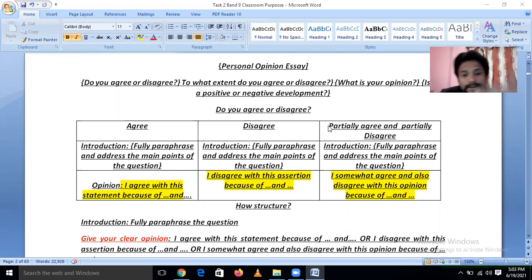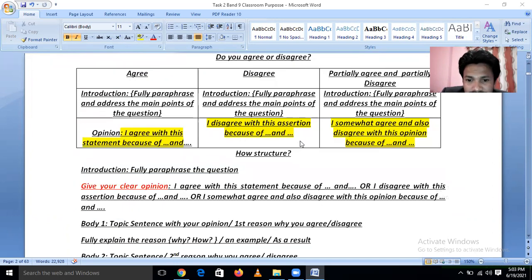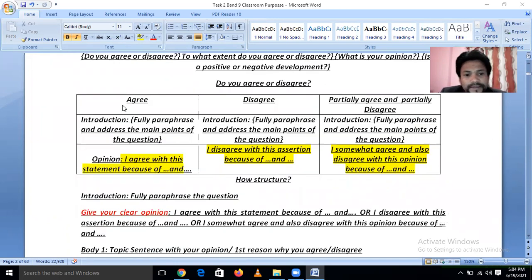Number one, do you agree or disagree? In this essay, you need a clear position. Either you agree or disagree, or partially agree or partially disagree. So this essay can be written in three ways, or from three different styles. Now, let's talk about this one. Agree. If you agree with this statement, then you need to make 2 points; disagree, 2 points; partially agree, partially disagree, 2 points.